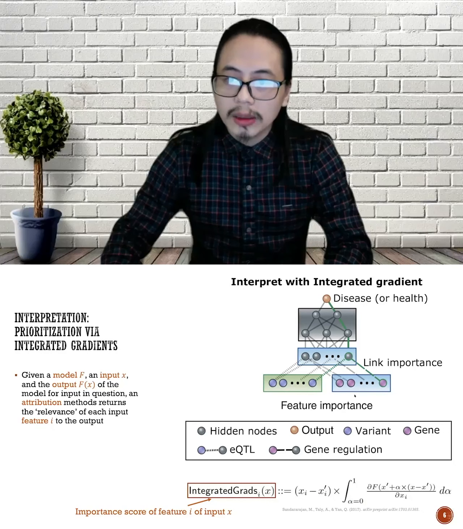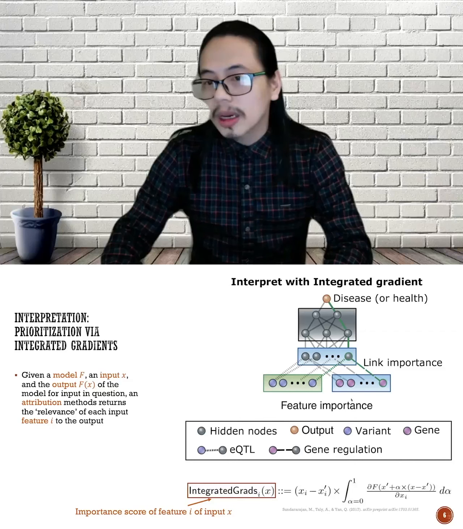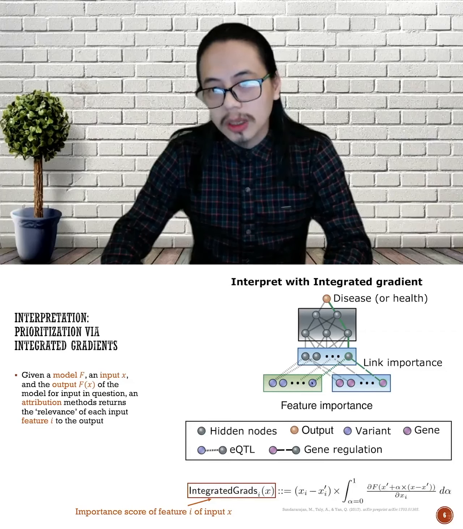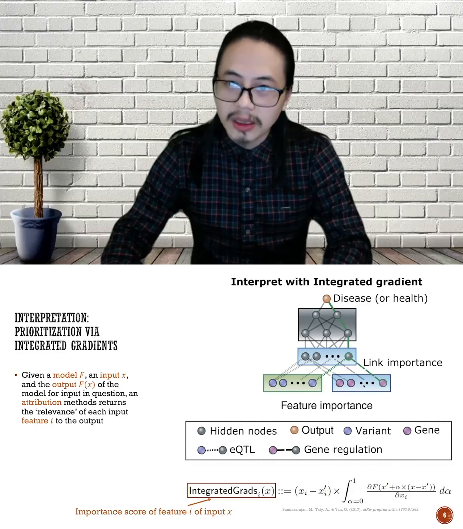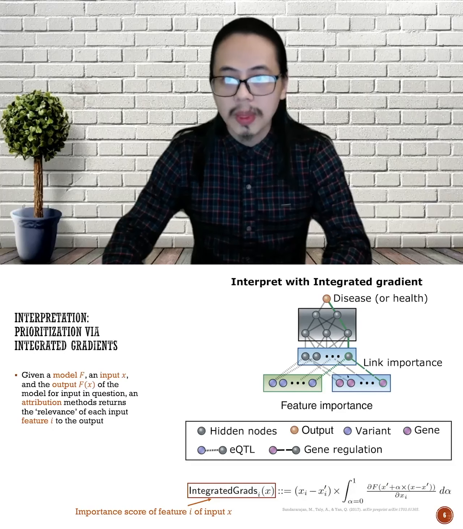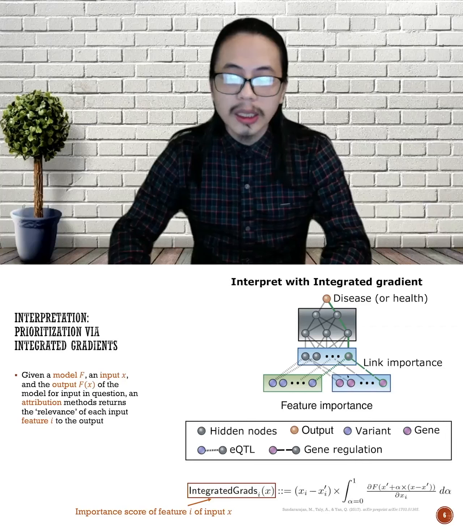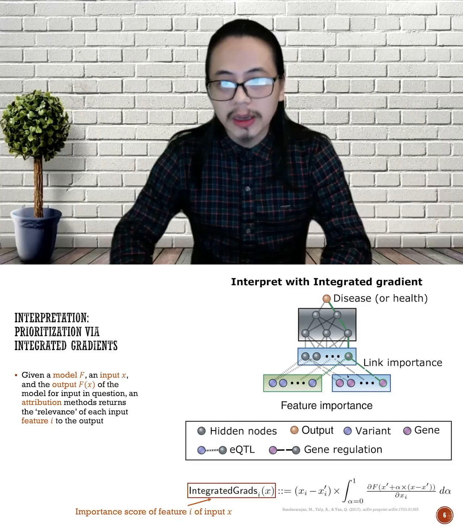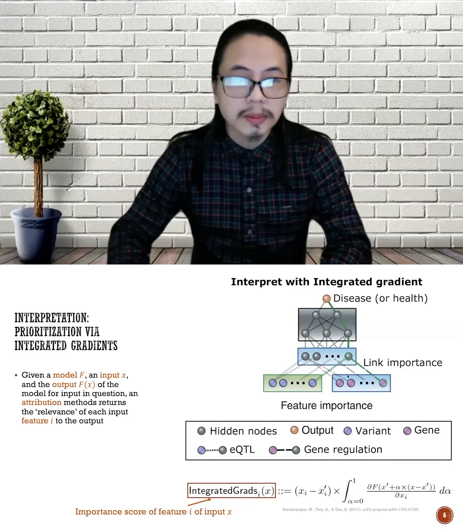So in Varmole, we can calculate the importance scores of each SNP or each gene, or we can extend the method to calculate the link importance between two genes or between a gene and a SNP. And this is very important for downstream analysis, such as enrichment analysis.